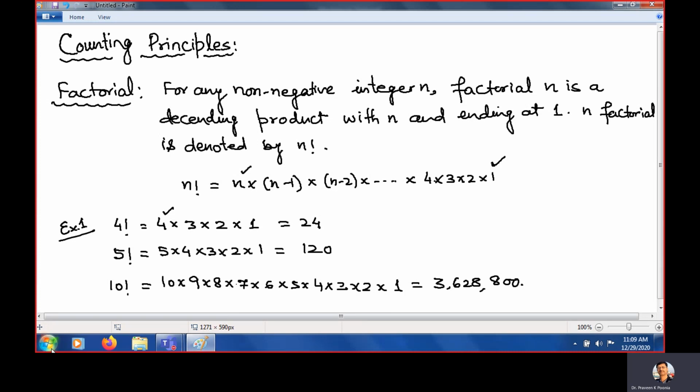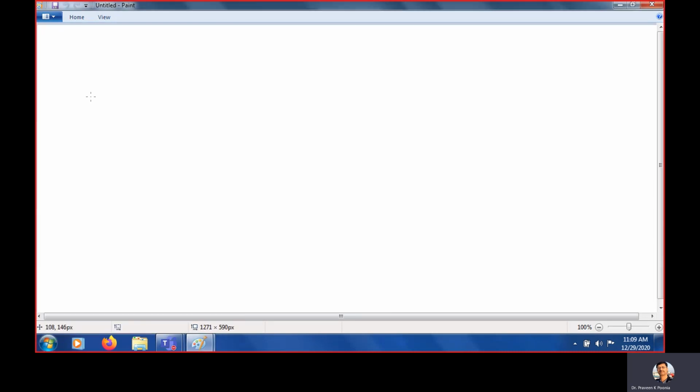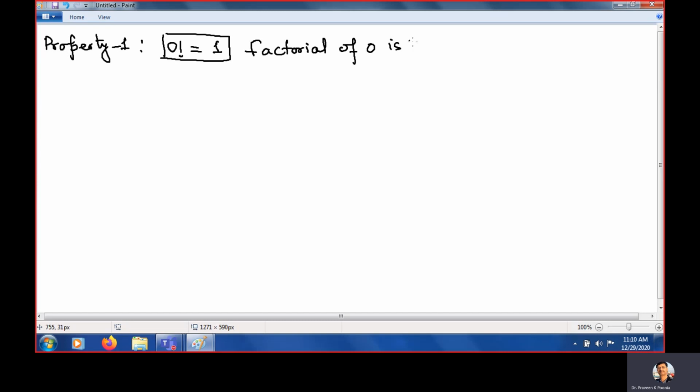Now I want to tell you two important properties of the factorial. Property number 1: factorial 0 is always equal to 1. Please remember, factorial of 0 is 1.